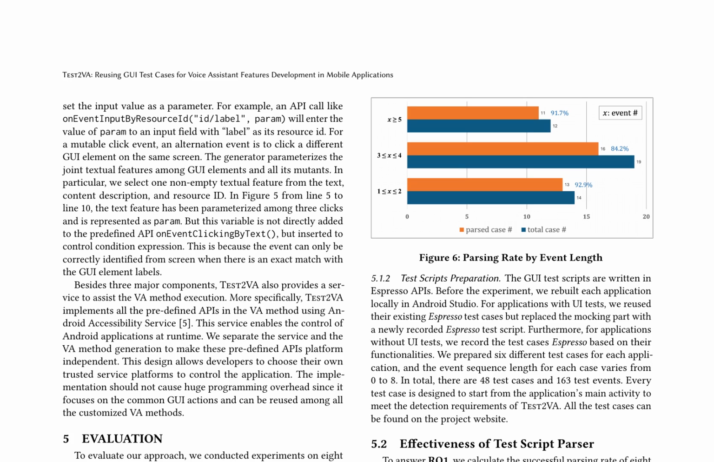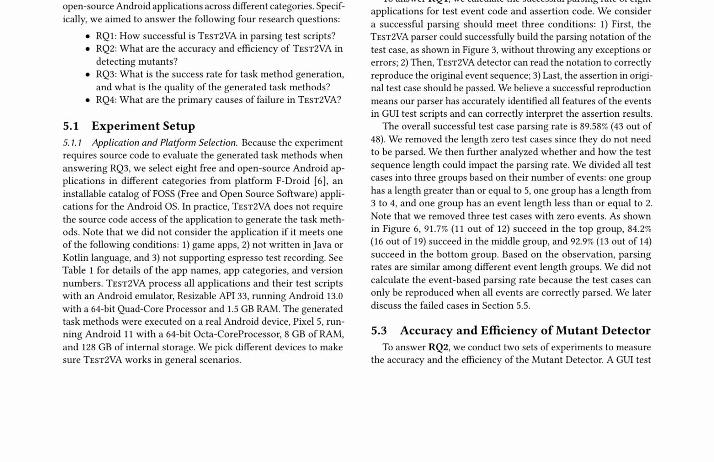The experiment setup involved selecting 8 free and open-source Android applications from the F-Droid platform, with varying app categories and versions. An Android emulator and a real Android device were used to execute the generated task methods. 6 different test cases were prepared for each application, with event sequence lengths ranging from 0 to 8, resulting in a total of 48 test cases and 163 test events.